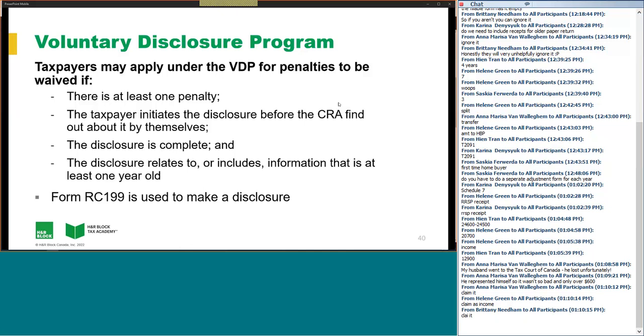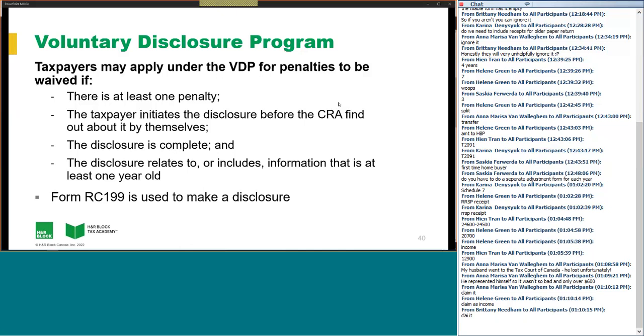But if you have a client who hasn't filed and you know they're going to owe, and it's an old return, and they haven't been asked to file it yet, tell them, look, let's get this done now. You're going to owe some tax, but we can use the Voluntary Disclosure Program and try to reduce those penalties.